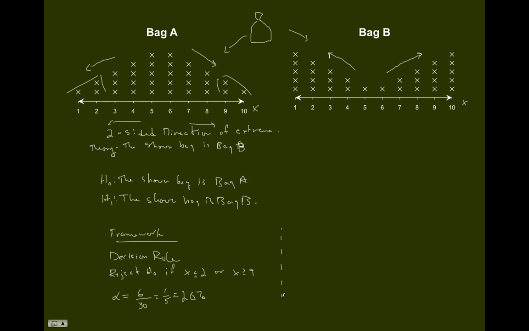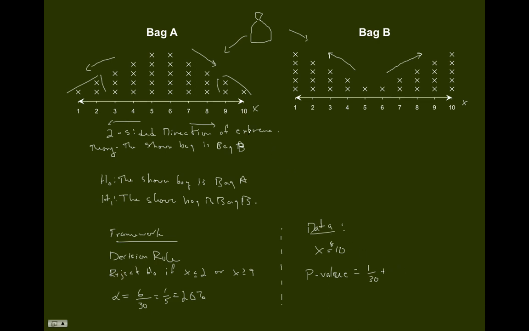And then again, once I have the framework established, it's time to collect some data, which means we actually reach into the bag and pull out a voucher. Say X is equal to $10. I'm talking about money, say. Well, then I can calculate the p-value, because the p-value is the chance of getting the observed value. That would be 1 out of 30, because there's one $10 voucher in bag A, plus all the more extreme values.